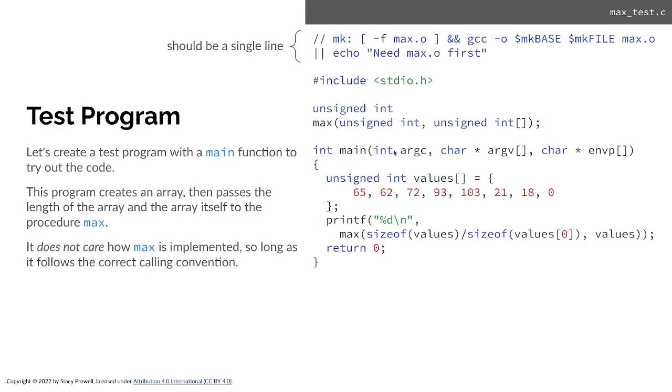Here's my main function. I create a list of values right here. I compute the length of it like this. This works: I take the size of the whole values array and divide it by the size of one element. That tells me how many there are. I pass values, and then I'm done. I print out the result and return 0. This code does not care how max is implemented. It could be C, it could be anything, as long as it can call it using the standard calling convention, and it can find it and link with it.